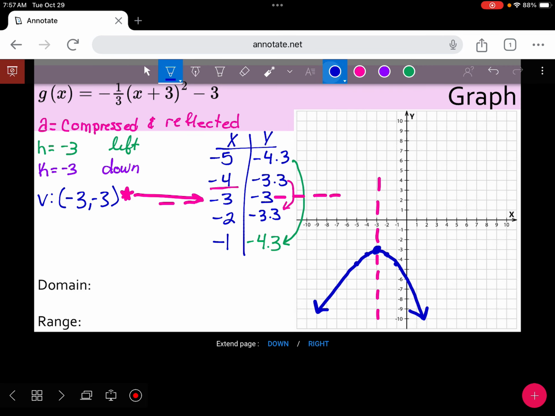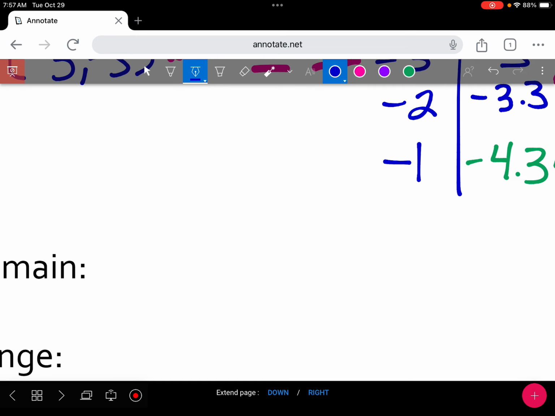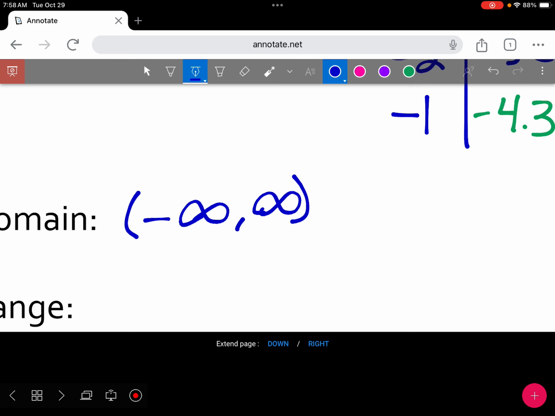Okay? Last question. What's our domain? How far left? How far right? Negative infinity, positive infinity. What's our range? Negative infinity. Good, that's our lowest point. To negative 3.